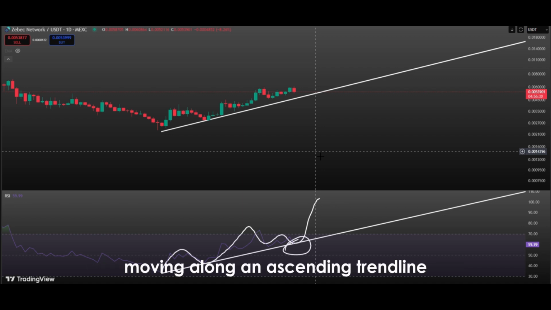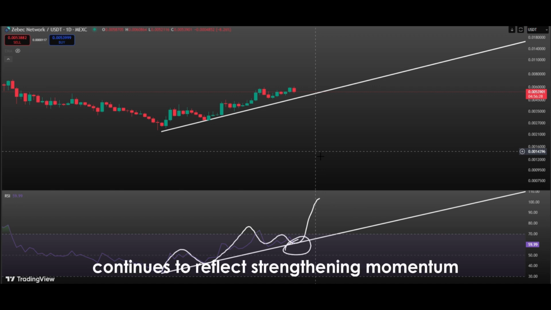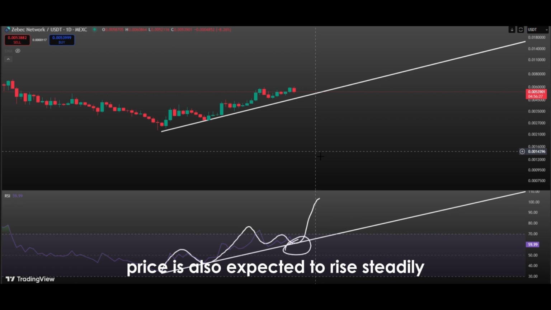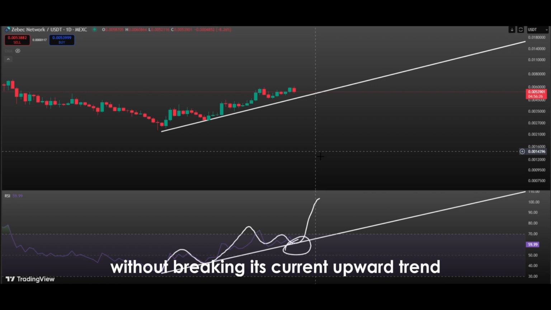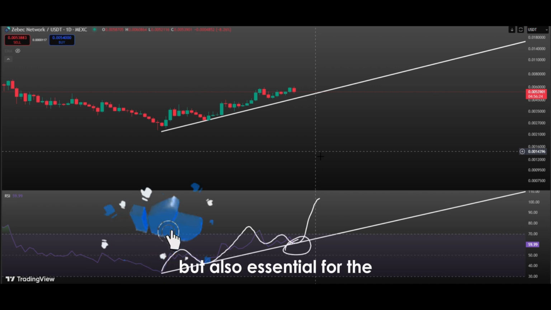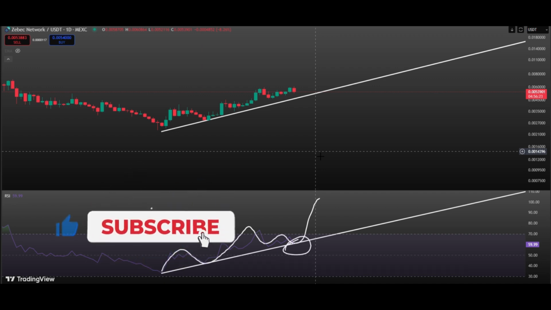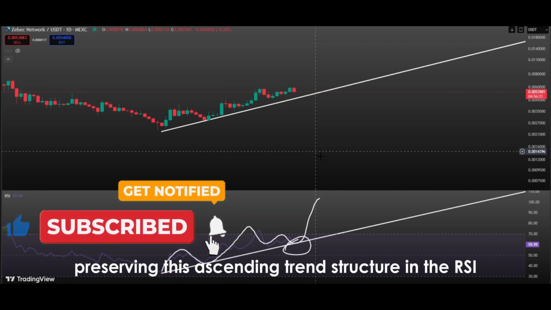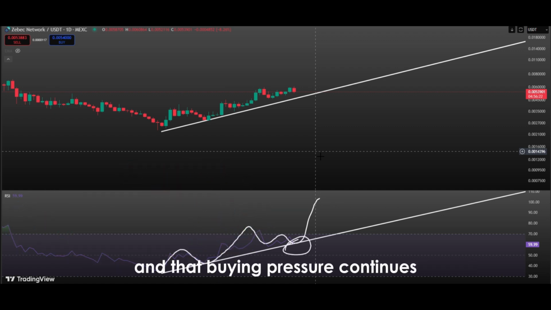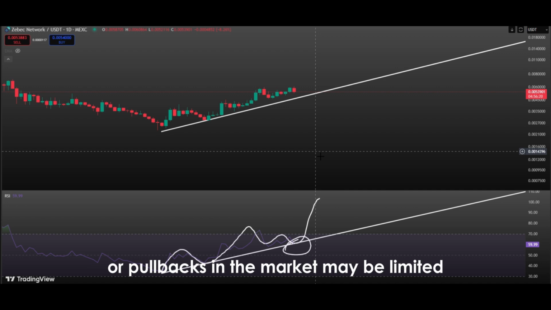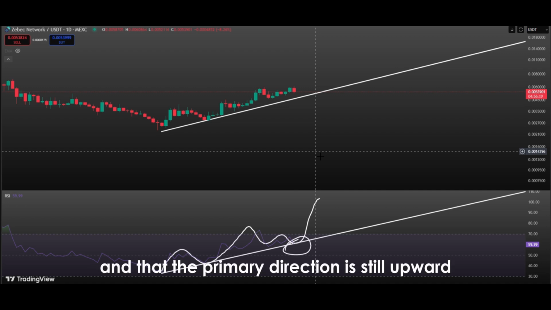Additionally, the RSI moving along an ascending trend line and finding support from it sends the message that price movements are healthy and sustainable. As long as the RSI continues to reflect strengthening momentum, price is also expected to rise steadily. In this context, a bounce from the RSI without breaking its current upward trend would be a highly critical development. This is not only important in the short term, but also essential for the continuation of medium and long-term uptrends. Preserving this ascending trend structure in the RSI clearly indicates that the market remains strong and that buying pressure continues. The RSI staying above this trend line suggests that corrections or pullbacks in the market may be limited and that the primary direction is still upward.